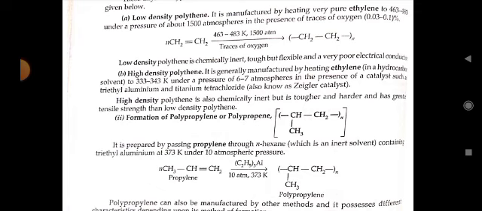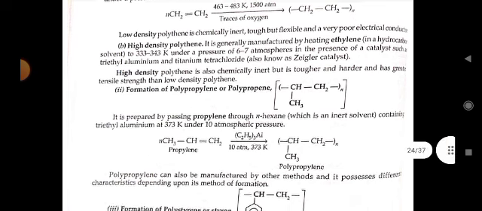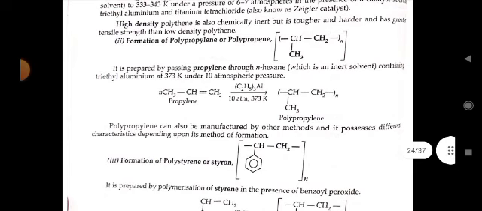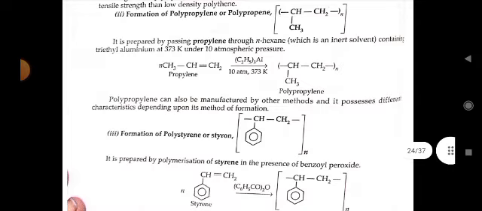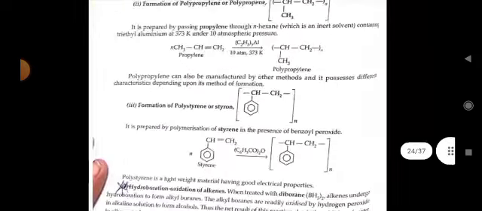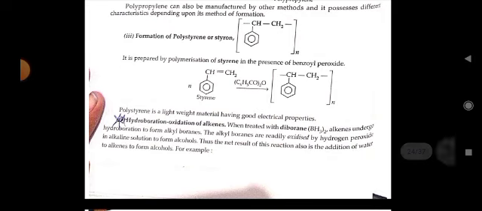High density polyethylene is also chemically inert but is tougher and harder and has greater tensile strength than low density polyethylene. Formation of polypropylene or polypropene. It is prepared by passing propylene through hexane, which is an inert solvent containing triethyl aluminum, at 373 Kelvin under 10 atmospheric pressure. Polypropylene can also be manufactured by other methods and it possesses different characteristics depending upon its method of formation. Formation of polystyrene. It is prepared by polymerization of styrene in the presence of benzoyl peroxide. Polystyrene is a lightweight material having good electrical properties.